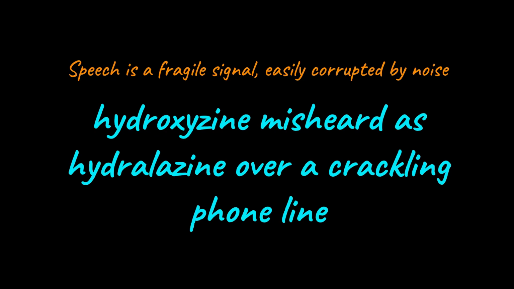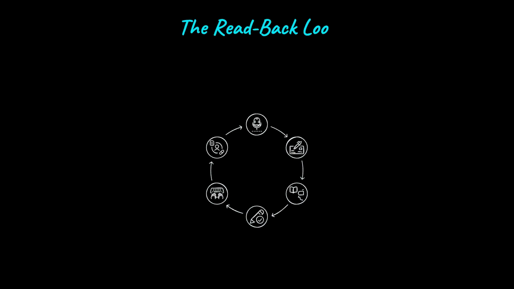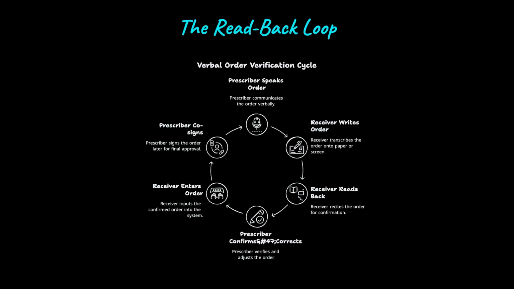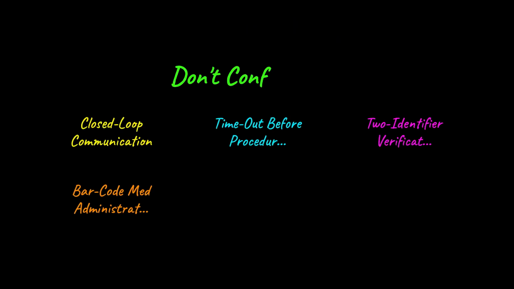A verbal order for hydroxyzine could easily be misheard as hydralazine, two drugs with very different effects. Mechanically, the receiver writes down the order, then reads back every element: drug name with spelling, dose, units, route, and frequency. The prescriber confirms. The receiver enters it with a verbal order indicator, and the prescriber co-signs later.